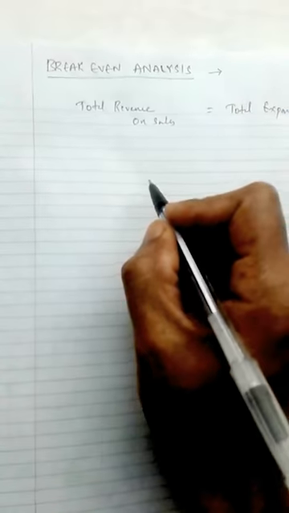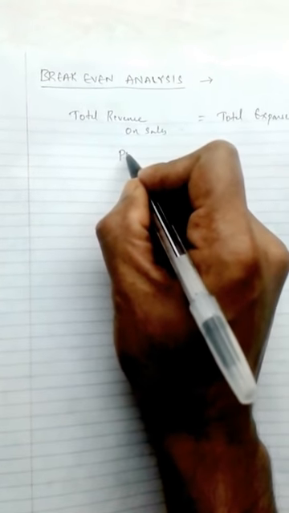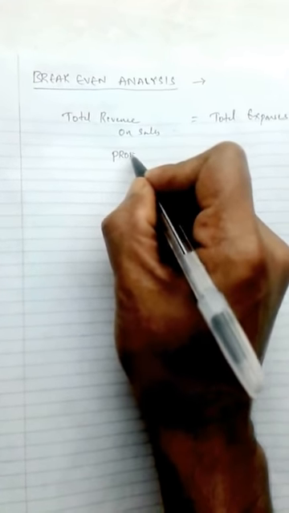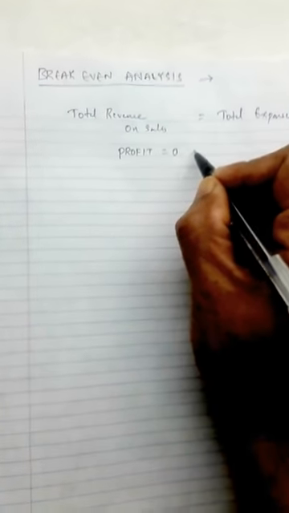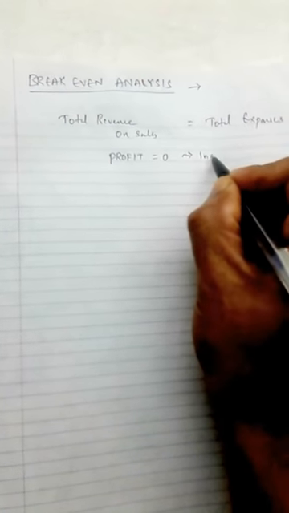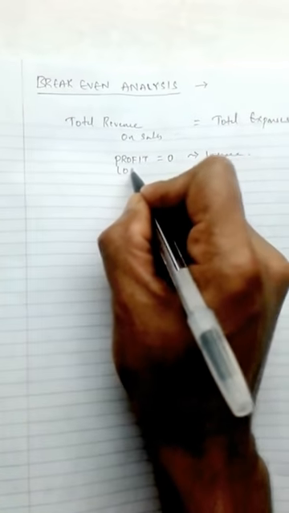So at the break-even point, you can calculate the profit as zero. That means literally there is no income for a company on that good, nor do they incur any loss.